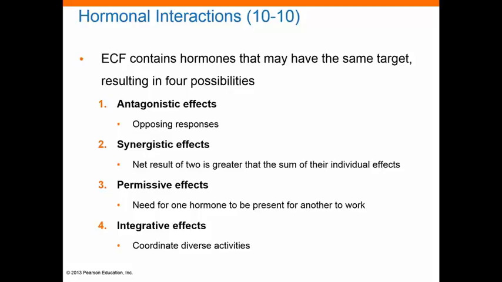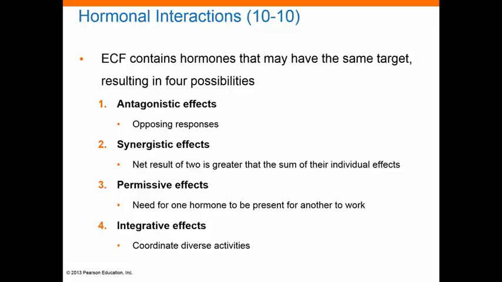The two hormones can have an antagonistic effect, which means that there's opposing responses. It could have a synergistic effect, where the net result of the two hormones is greater than the sum of their individual effects, like they're working together. Permissive effects is another type of hormonal interaction, where one hormone must be present in order for another hormone to work. Last, integrative effects is going to be a coordination of diverse activities among multiple hormones.